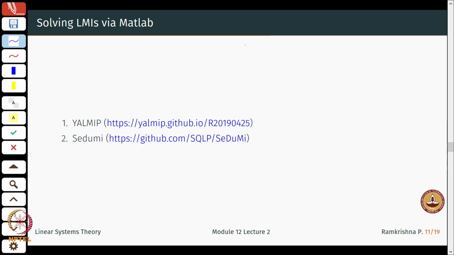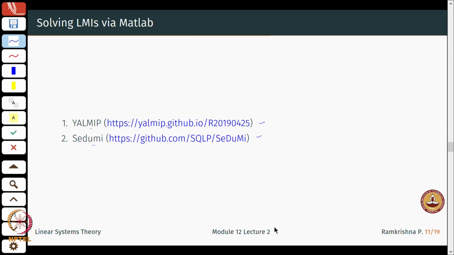So a couple of tools would be useful. There is also an LMI toolbox in Matlab, but I would prefer using these two. You may just want to download these two software packages called YALMIP and SeDuMi, just add those folders to your Matlab path, and then things will be good. Right. Okay.